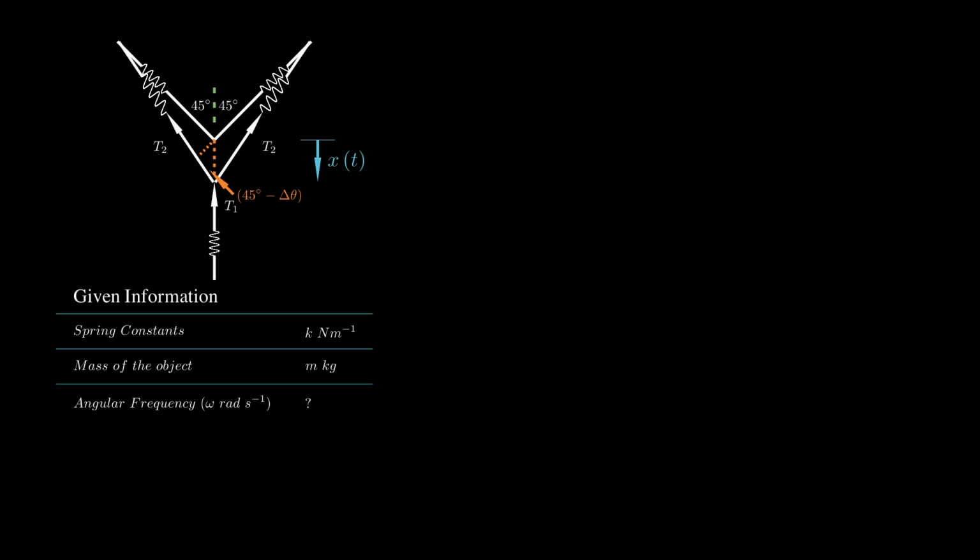Although the change in the angle formed by these top springs with the vertical axis is minimal, it can be represented as delta theta. By taking into account this change in angle along with the displacement x of the mass, we can determine the extent of stretching in the upper 2 springs, as illustrated here.